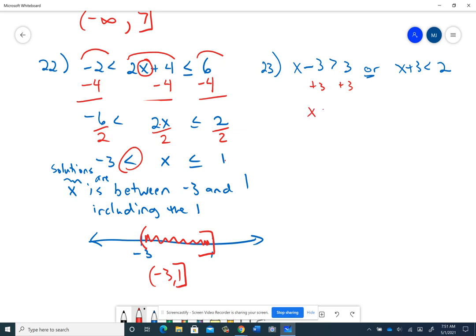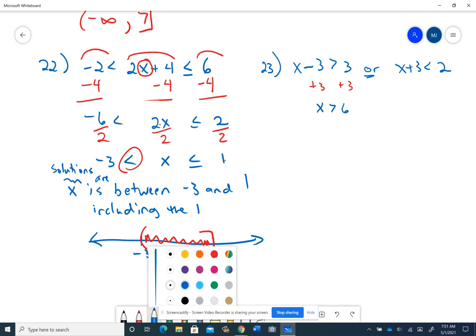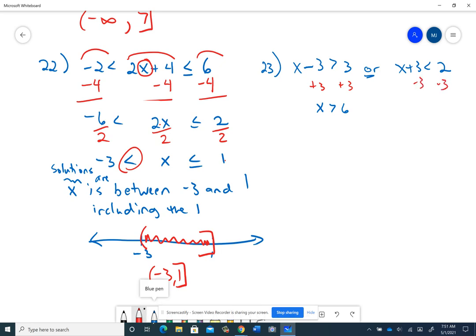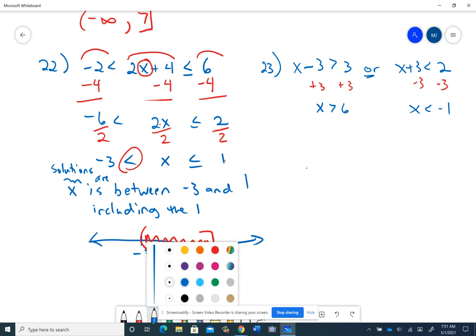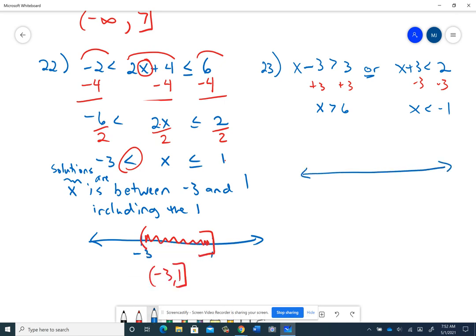So we added 3 there, and we'll get x is bigger than 6. Let me get back to my blue. Then over here, I'm going to subtract 3 from both sides, and we're going to wind up with x is less than -1. The inequality is not going to flip on either of these because we're not having to divide on that. I'm not thinking about the word or yet. I'm thinking about these 2 individual inequalities.